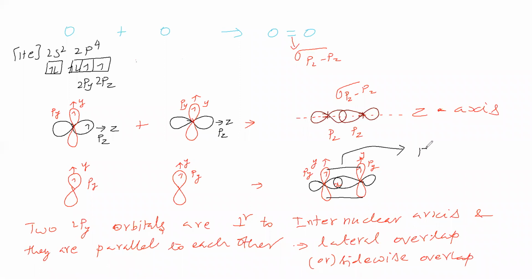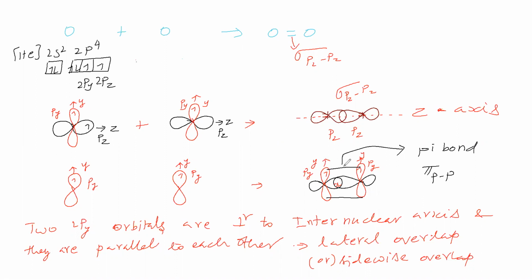Pi bond, we can say. This bond is called a pi bond. Its symbolic representation is like this. This pi bond is formed by lateral overlapping of this p orbital and this p orbital. Therefore, we say pi bond, p-p overlapping.